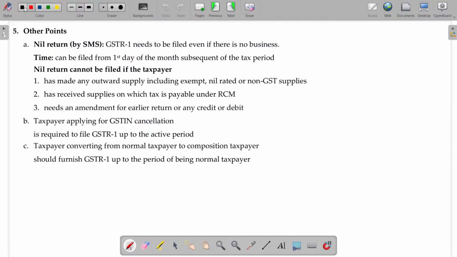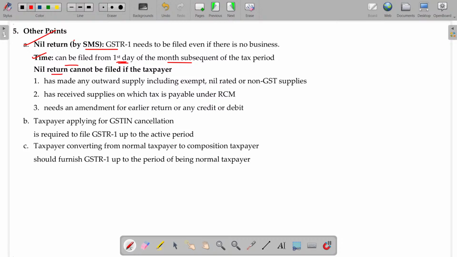Now other points. Nil return is also possible. Just to send an SMS, that is enough that GSTR-1 is filed. GSTR-1 needs to be filed even if there is no business. But through SMS, it can be filed on the first day of the month subsequent to the tax period. Okay, next month you can finish off.